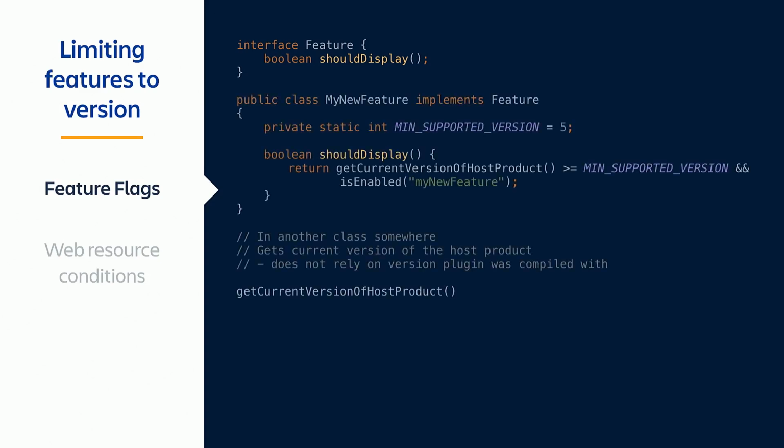So here is an example, and we're going to determine if the My New feature is going to display only for versions of the host product that are newer than 5. If you have a look at what we're doing in the should-display method, we're making sure that the current version of the host product, and this is the version at runtime, not compile time, is actually greater than what we want. And we're also making sure that our actual feature flag is enabled.